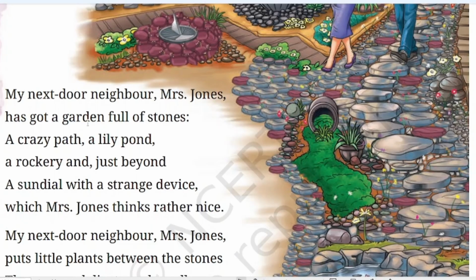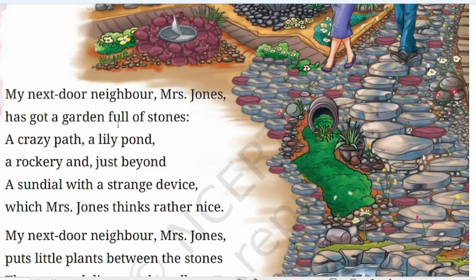Her garden is unusual. Why unusual? Because she has got a garden full of stones. So this is an unusual thing, no? It's not full of flowers or trees, but it is full of stones. Usually a garden is full of flowers. So here no flowers, no trees, but there are stones.